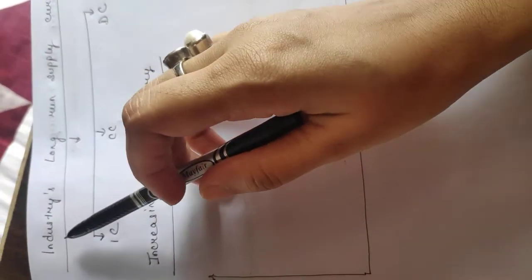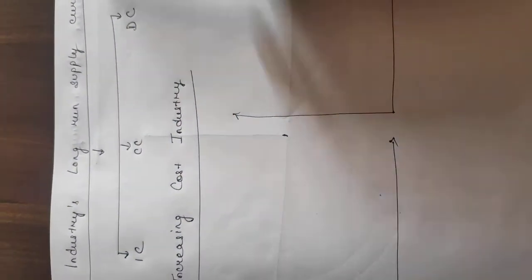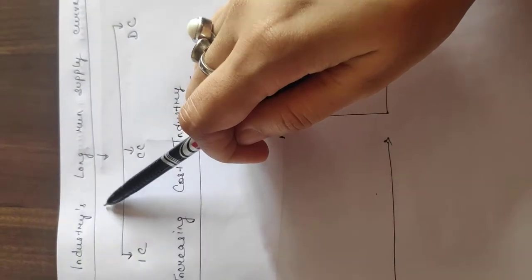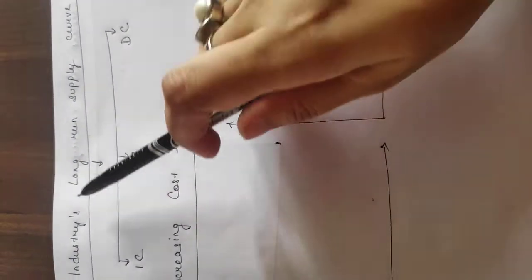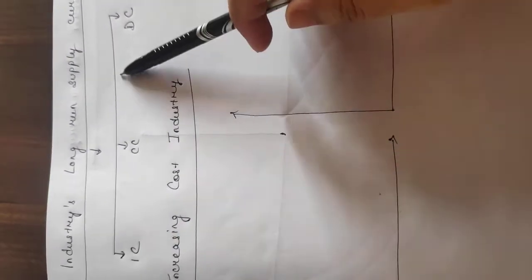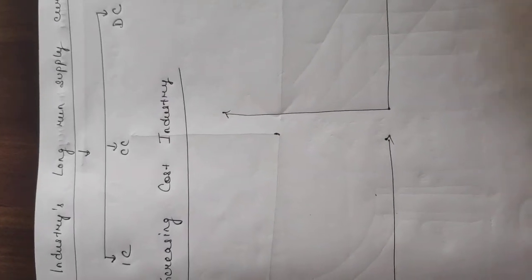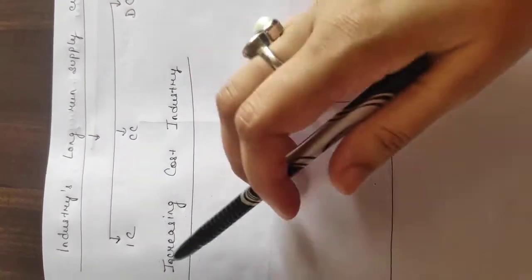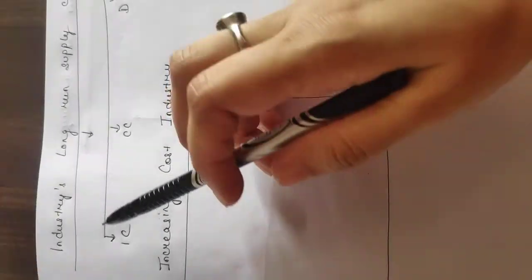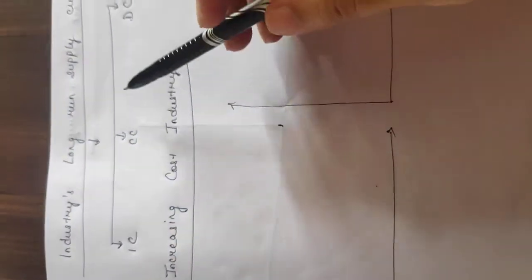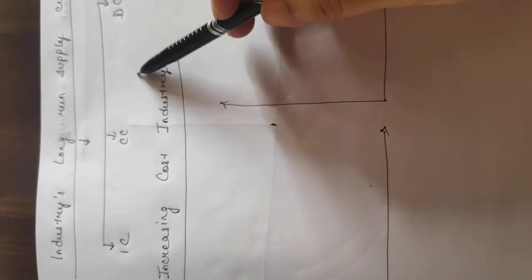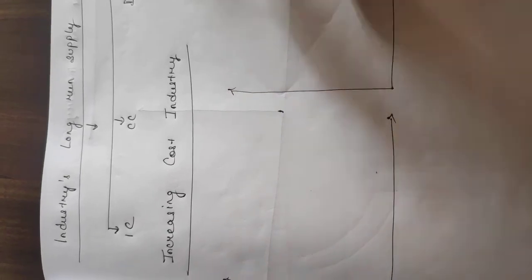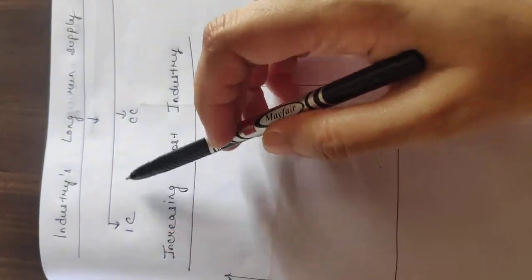Good morning, students. Today our topic of discussion is industry's long run supply curve, that is, how an industry derives the supply curve in the long run. We can explain this with the help of three different cost conditions: one is increasing cost, the other is constant cost, and the third is decreasing cost. So let us first concentrate on the increasing cost industry.